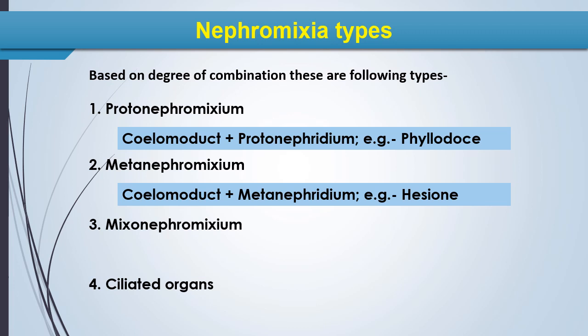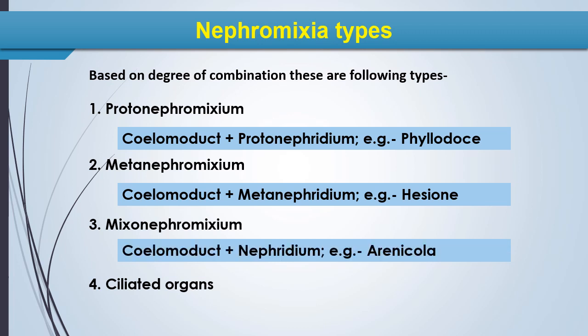The third type of Nephromixia, the Myxonephromyxium, is a combination of coelomoduct and nephridium. The coelomoduct and nephridium are intimately fused to form a single organ. Its funnel is formed by the coelomoduct and its duct is formed by the nephridium.